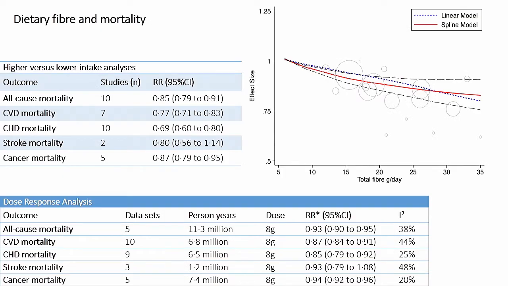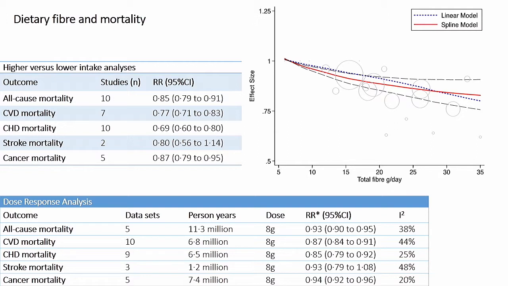So this is the data as I'll mainly present it, and this is looking at dietary fiber exposure and all-cause mortality, or different types of mortality. When looking at higher versus lower, and this is the top left of the screen, you can see a 15% reduction in all-cause mortality for those having higher levels of fiber versus those having the lowest intakes of fiber.